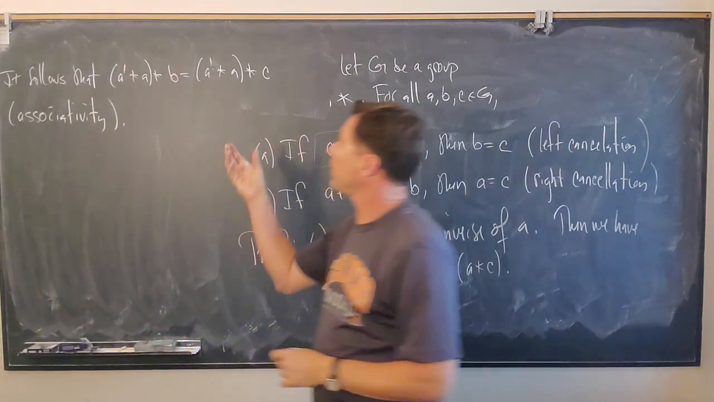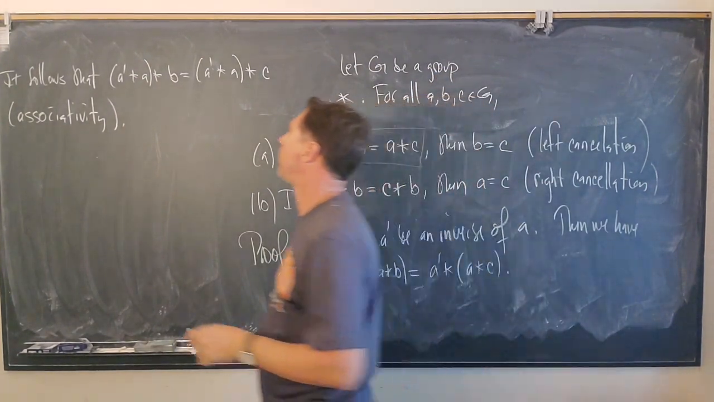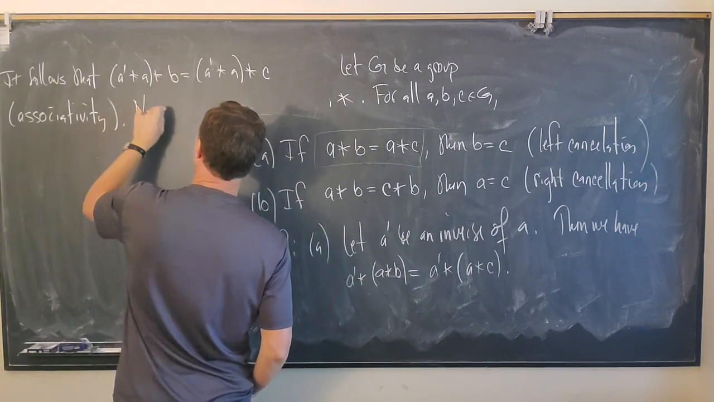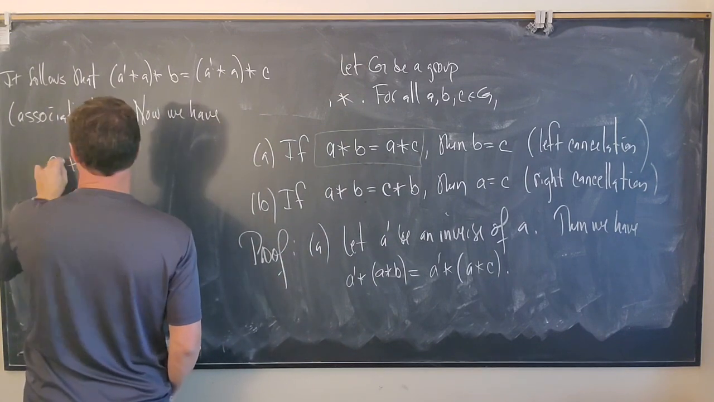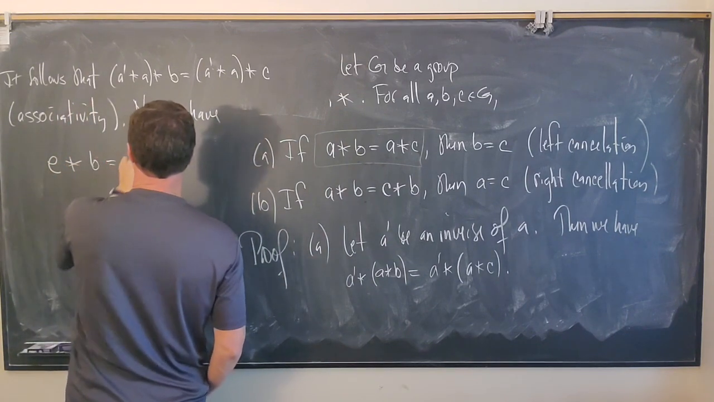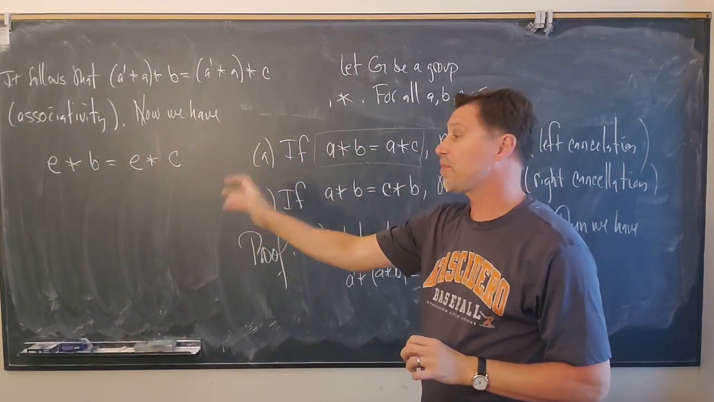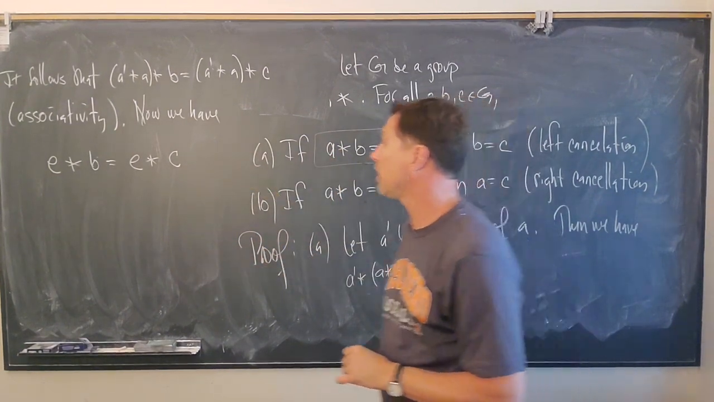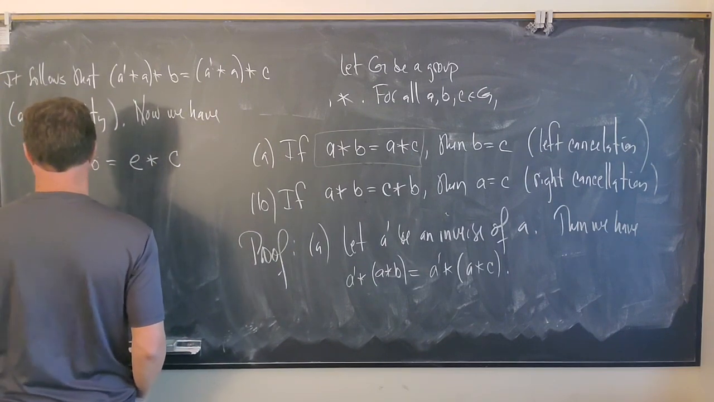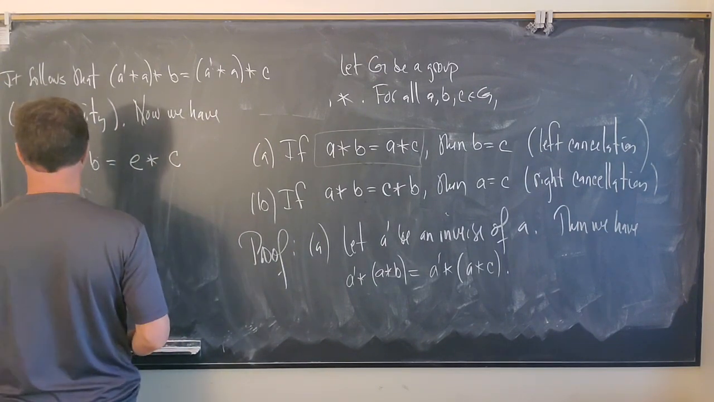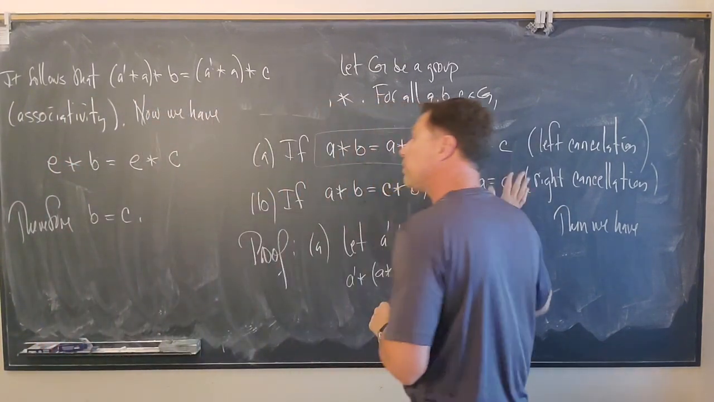So from this, we know that A prime star A is equal to the identity, which we use the symbol E for. So now we have the equation E star B equals E star C. And because E is an identity, E star B equals B and E star C equals C. So therefore, B equals C, and that's what we needed. All right, so that completes the proof of part A.